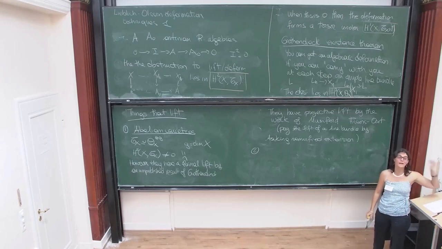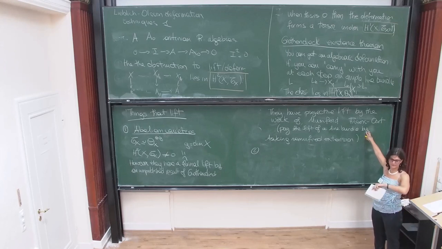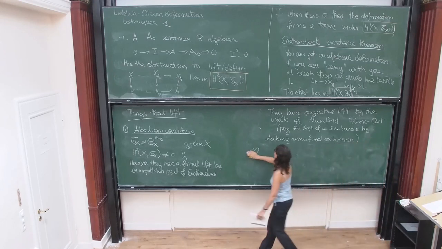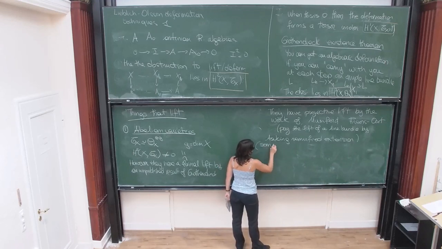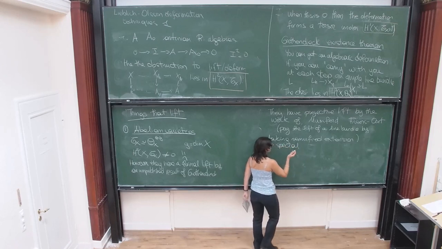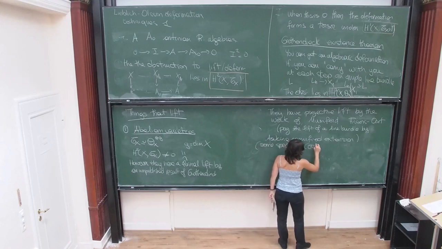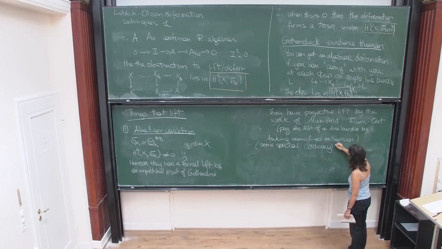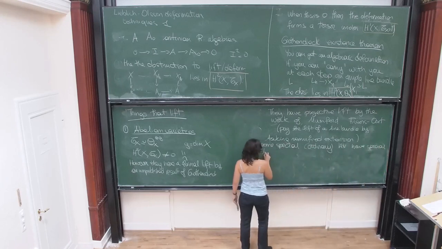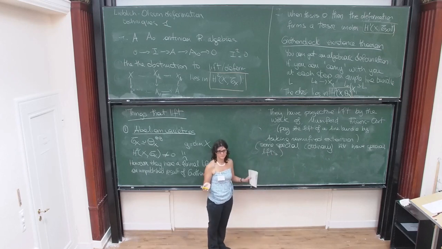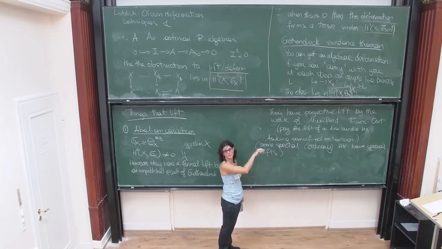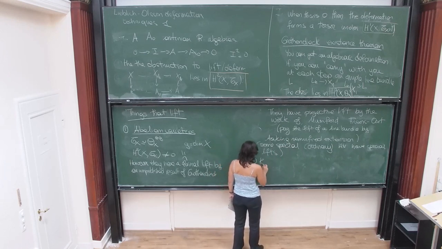If there is no preferred lift, there will be for some special abelian varieties. This would be the last part of the talk. Let's write it here because it will be important in the future: some special ones, actually more than the generic, the ordinary abelian varieties, have special lifts. That is called the canonical lifting: if you start with an ordinary abelian variety, then you have a preferred deformation.